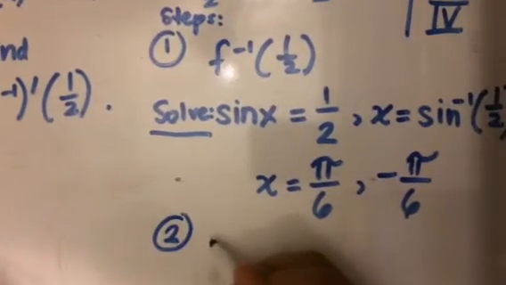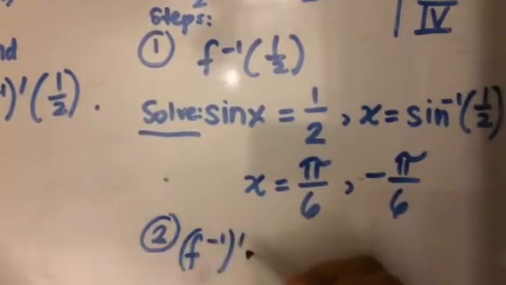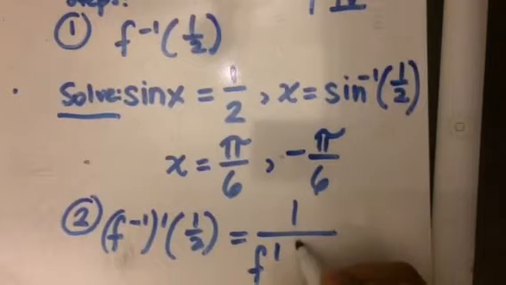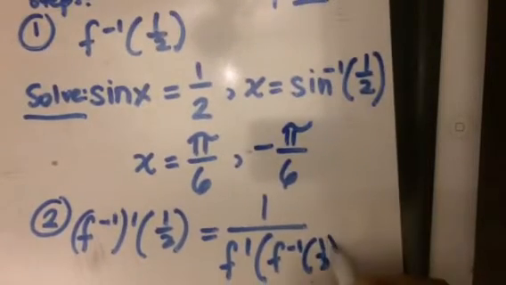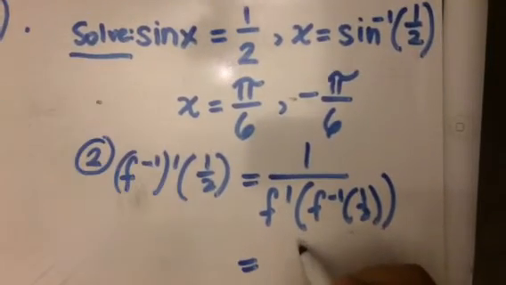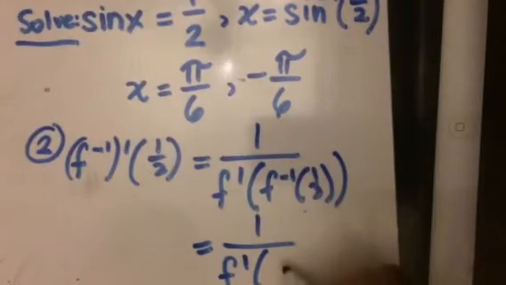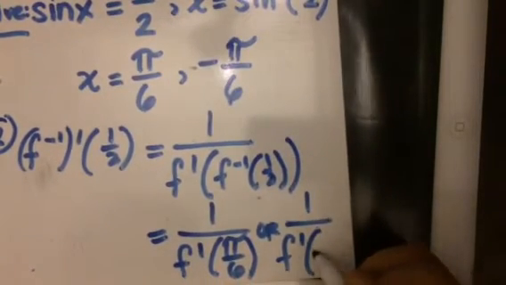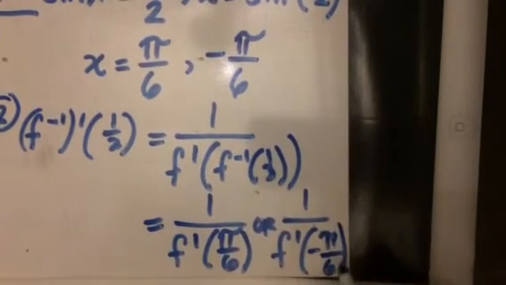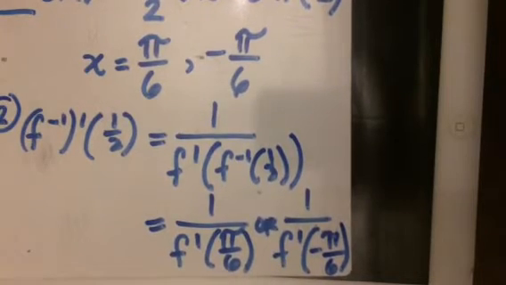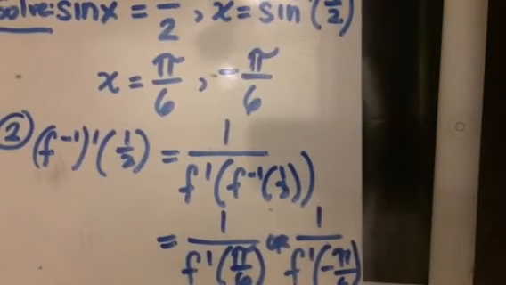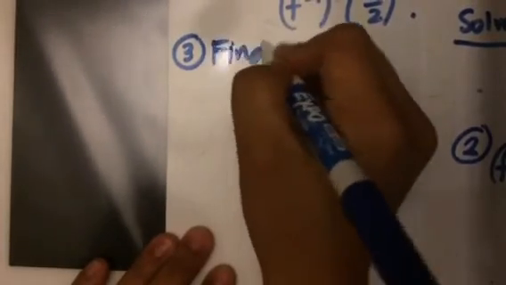The second step would be using the formula f inverse prime of 1/2 would be 1 over f prime of f inverse of 1/2. So that gives us 1 over f prime of pi over 6, or 1 over f prime of negative pi over 6. So, for us to be able to evaluate this, we will need to find the derivative. So, let's move to step 3. Find the derivative.